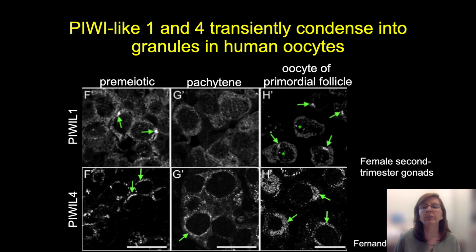On the top row, we can see PIWIL1 condenses into a large granule in premeiotic oocytes. It then decondenses during pachytene and recondenses in oocytes of primordial follicles. On the bottom row, we see PIWIL4 condenses into multiple small granules at the nuclear envelope that may coincide with the Balbiani body, also known as intermitochondrial cement. This study was done examining fetal gonads, so we don't yet know if the PIWIL1 granules change with age, and we don't know if they're associated with oocyte quality.